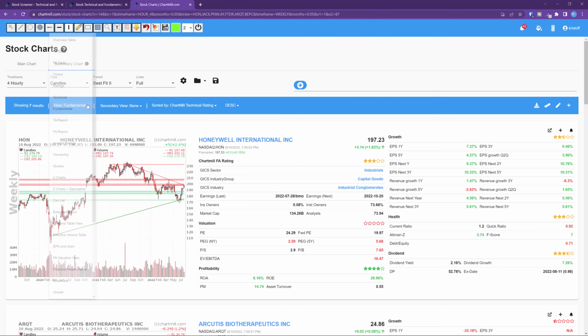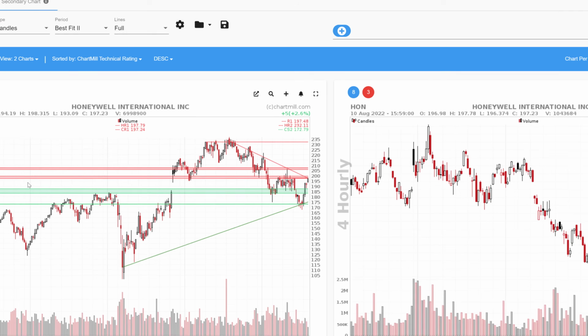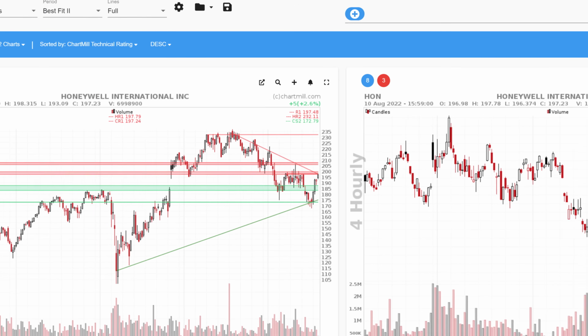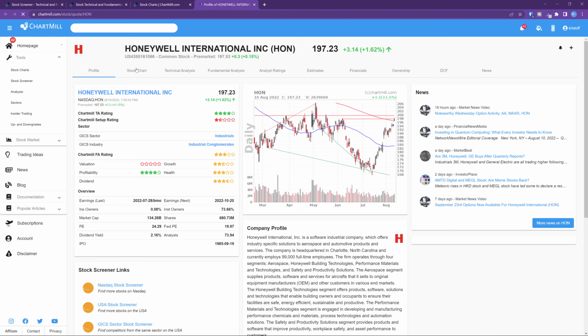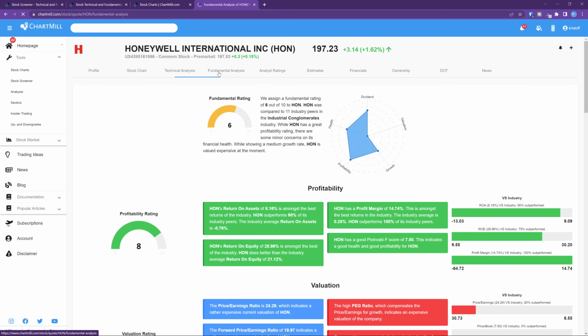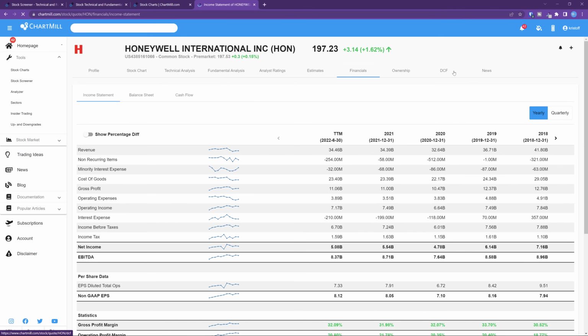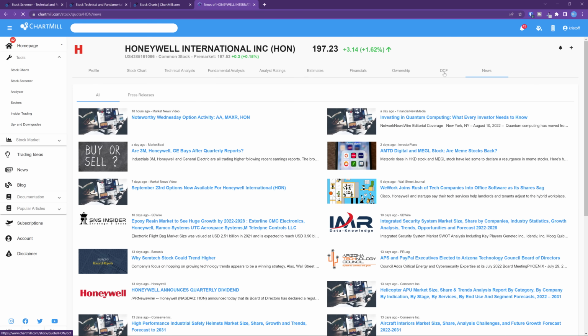If you want to see the complete profile of the stock, right click on this icon with the arrow and it will open in a new browser tab. From here you can check all sorts of things: technical and fundamental reports, analyst ratings, the financial statements or the news. The discounted cash flow analysis that is visible on my screen is not yet available in the final version of the screener. At this time we are still testing and fine-tuning it.